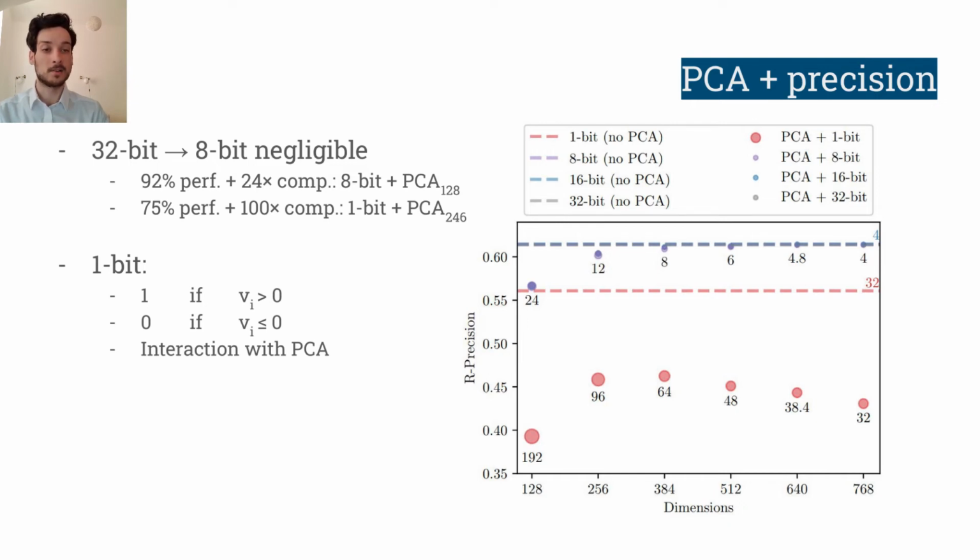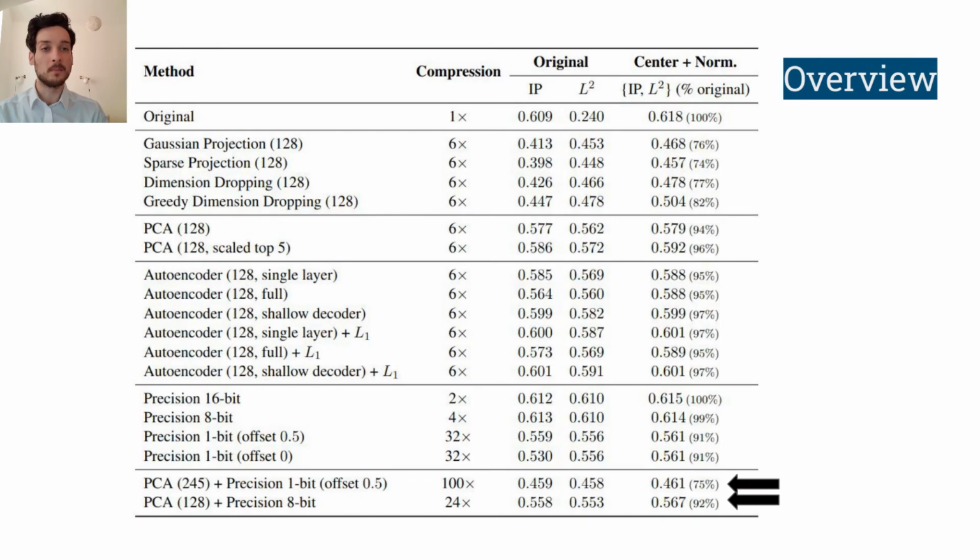Simply, if the number is larger than 0, we set it to 1, and if it's lower than 0, we set it to 0. This has much worse performance, but also gives, for example, 100-fold compression when combined with PCA. Here we get 75% of the original performance. Here we have a big summary of the methods, just to show that it really is a trade-off between the compression ratio and the original uncompressed performance.